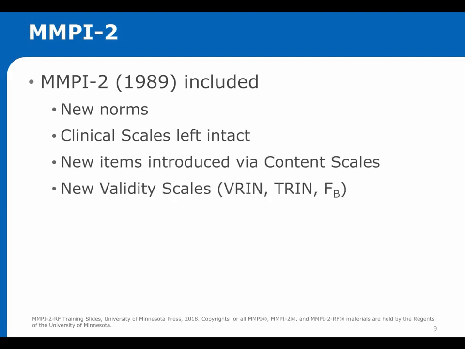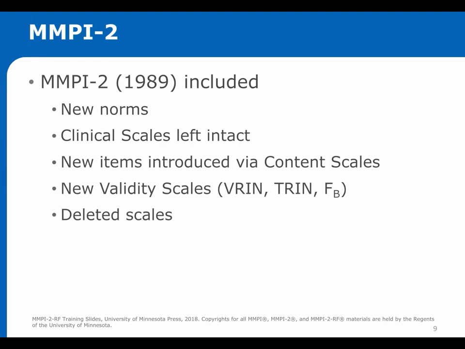Also introduced with the MMPI-2 were several new validity scales, including VRIN, TRIN, and FB. These scales were intended to complement the existing MMPI validity scales used to assess under and over reporting. Scale scores on VRIN and TRIN assessed non-content-based random and fixed response styles, while FB scores were intended to assess over-reporting that occurred while answering items administered during the second half of the MMPI.